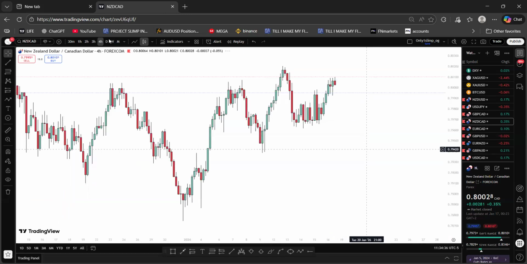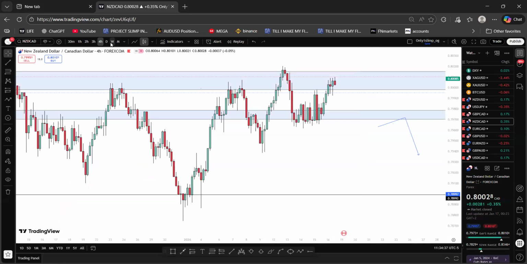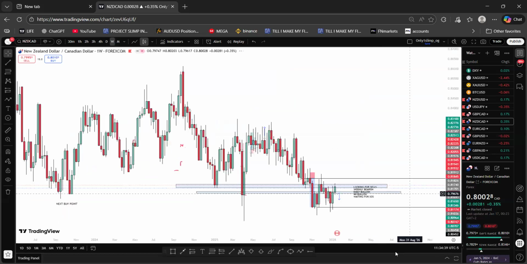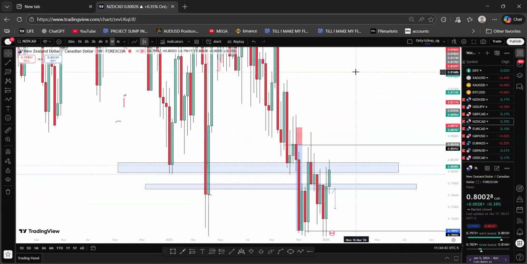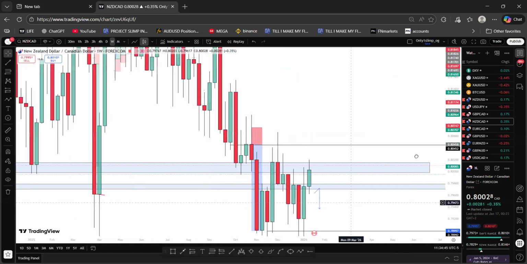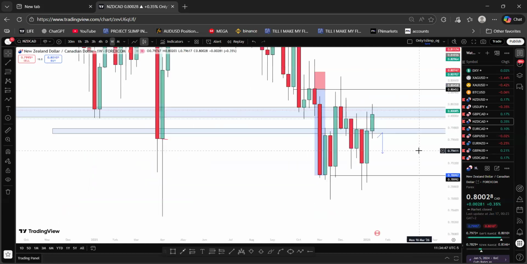Then I have NZD USD. NZD USD and NZD CAD usually go the same direction. So you can see this is still bearish, even though the weekly closed with a very strong, very bullish candle. I still expect it to have that strong sell. This might not even be ready this week. It might be ready for next week, but I'll still just keep it.